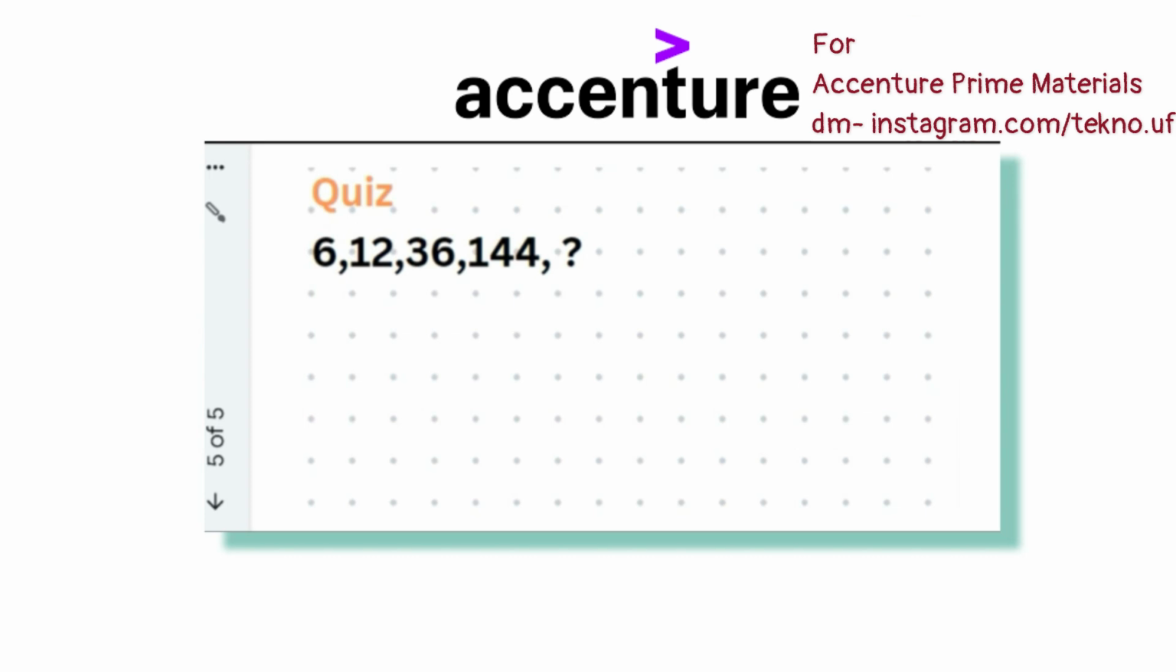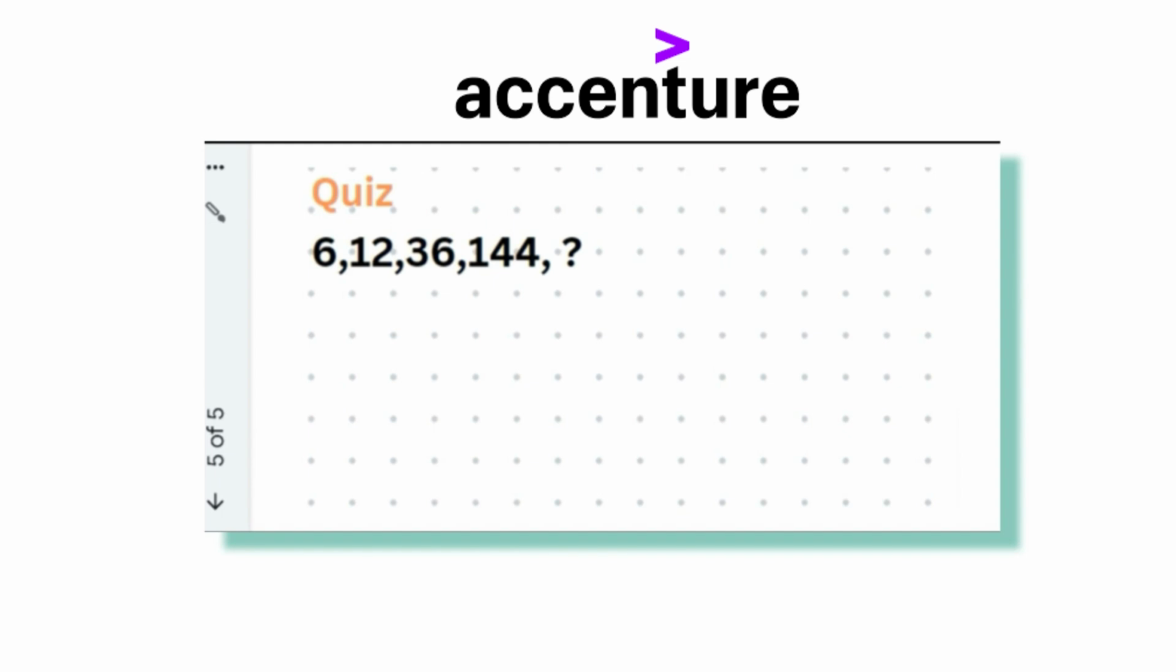So this is the last problem of today's session, and this is a quiz problem for you. I'll not solve it, and this is a little bit tricky but solvable, right? So I hope you will solve this question and give the answer in the comment section. I hope this session was a little bit helpful for you to crack any number series problem in a company's exam or any government exam.